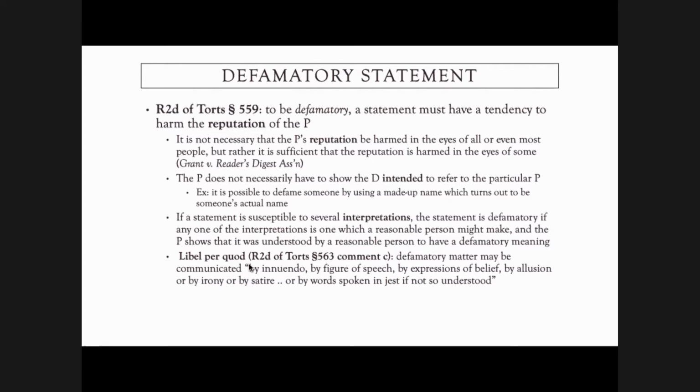And then last but not least, you have libel per quod, which the comment under Restatement Second, Section 563, talks about. That comment says defamatory matter may be communicated by innuendo, by figure of speech, by expressions of belief, by allusion, by irony, by satire, or by words spoken in jest, if not so understood. So there are many ways that you can say or write something that makes it defamatory. And that is a defamatory statement.